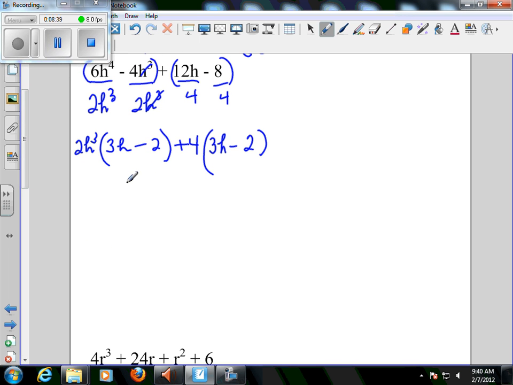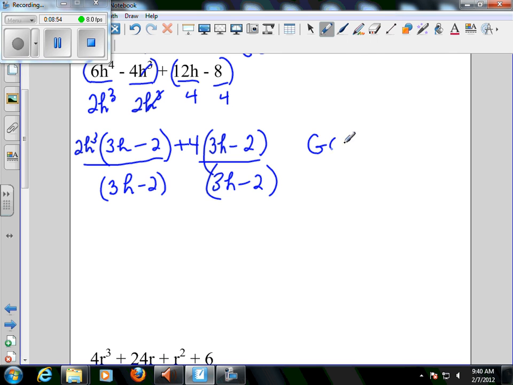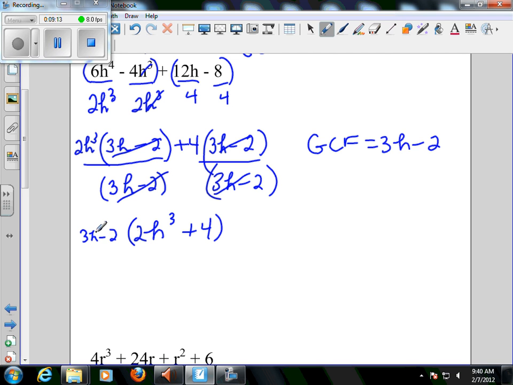Okay, notice now we have common binomial factors, so we're going to divide everything by those common binomial factors. Our new GCF, in other words, is 3h minus 2. So now we're going to cancel out the 3h minus 2. We're left with 2h to the 3rd plus 4, and we will put the 3h minus 2 in front. Okay, so there is our factored form.